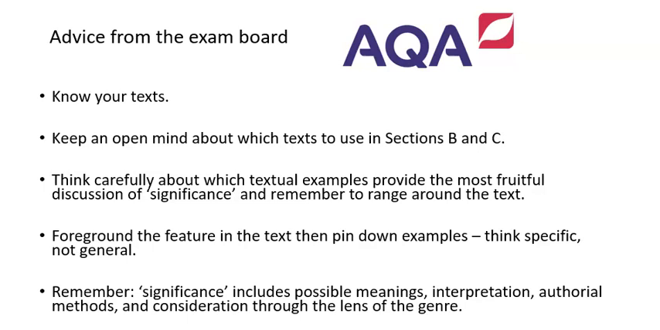And also remember to range around the text, show that you can pull out specific examples that relate to each other within a specific text. Their advice is to foreground the feature in the text, so whatever feature is being asked about in the question, for example, power or oppression, where does it feature in the text? And then pin down examples. Think specific, not general. Also, the idea of significance often confuses people. In this sense, it is not the idea of importance, it's about meaning. So what is signified through example: possible meanings, different interpretations, authorial methods, and different considerations about the lens of the genre.